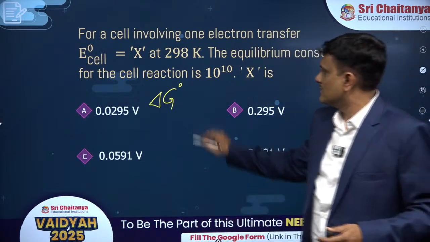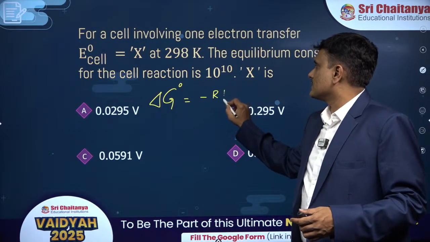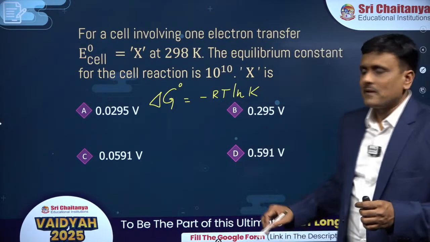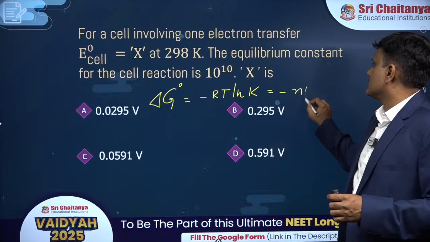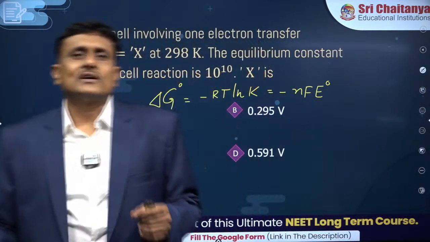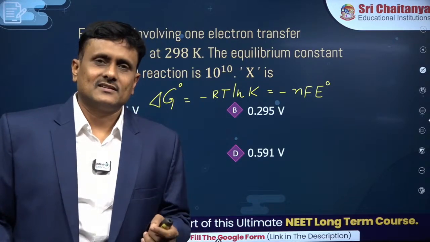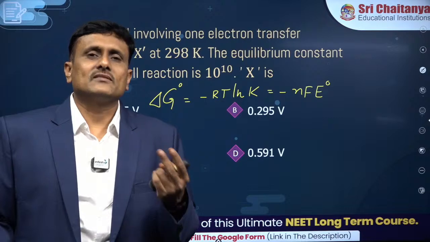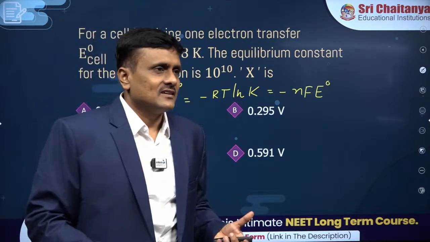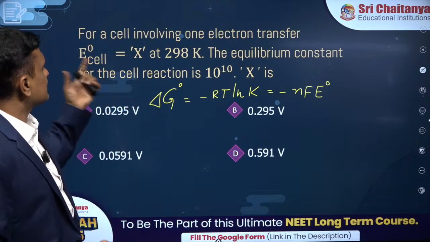Delta G naught, that is the second law of thermodynamics, equals minus RT natural logarithm of the equilibrium constant. And it is equal to minus nFE naught, electrochemistry. One equation has the connection of all three chapters, which are very important: two from first year, two from 11th, one from 12th. This question is frequently seen in most of the exams. So let's substitute the values.